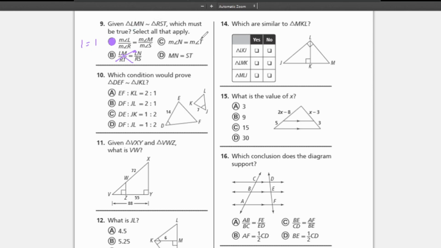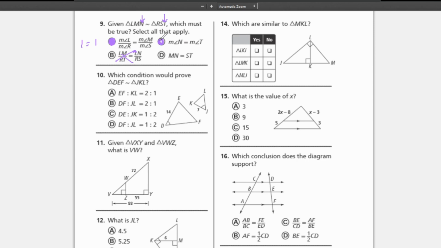Here, N and T are equal. N and T fall in the same place, so they, of course, are the corresponding parts. And we know in similar triangles, which is what that symbol means, the angles that correspond to each other are congruent or equal. So C is the right option.